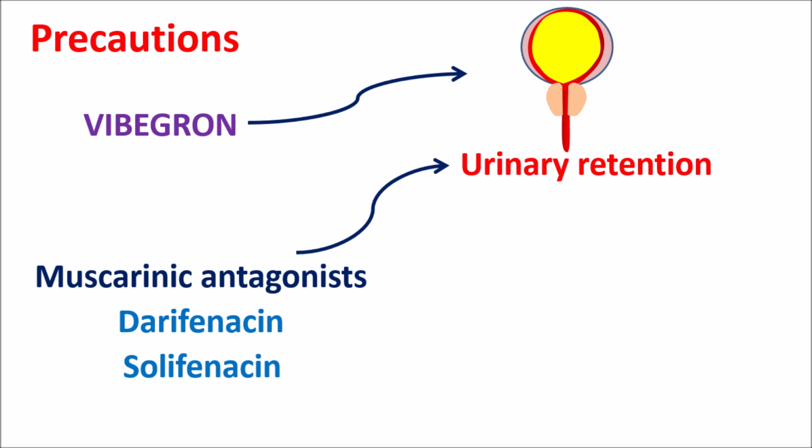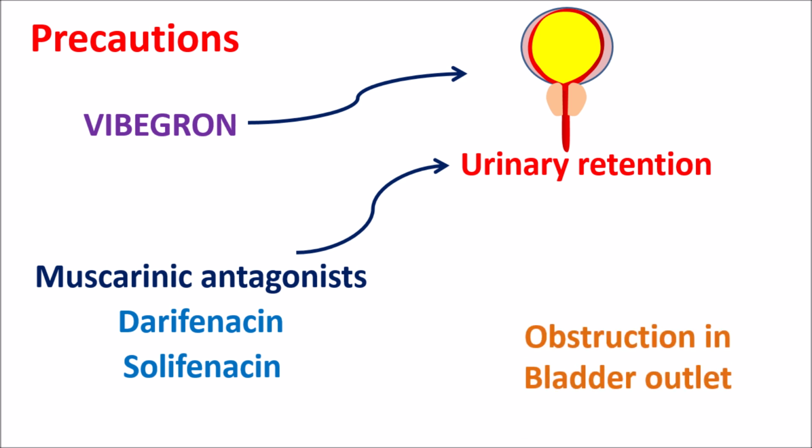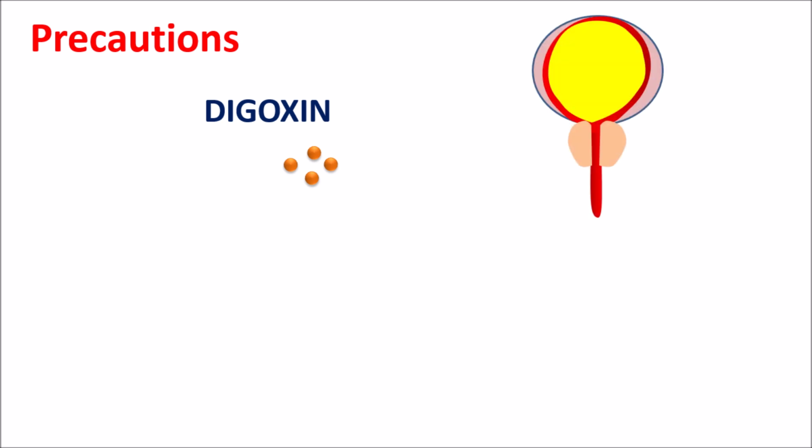And in people with any obstruction in the bladder outlet, again Vibegron should be carefully given because it can also increase urinary retention. So urinary retention is one of the important precautions with Vibegron. Similarly, a few drugs like digoxin are mainly excreted in the urine. So their excretion through the urine is very important because this medication is a cardiotonic with a narrow therapeutic window.